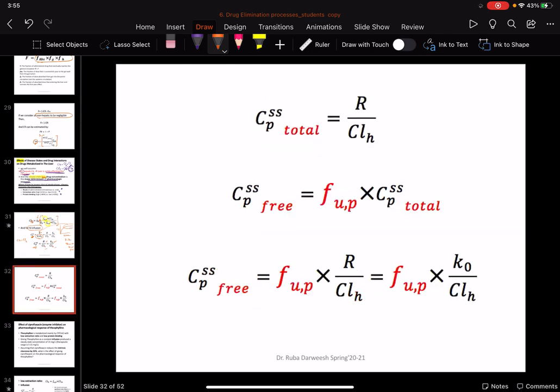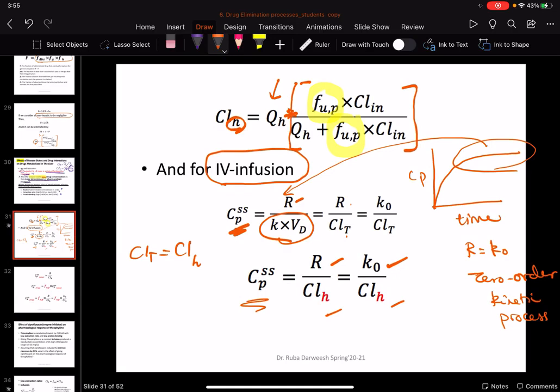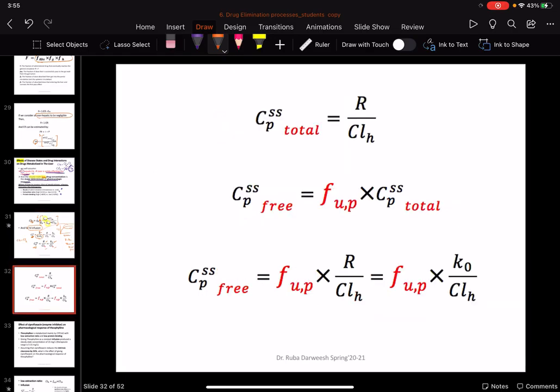Okay, this is the total concentration, whatever we are measuring. The total concentration is R over hepatic clearance. If we want the free or unbound steady state concentration, we need to multiply the total by the fraction unbound, or the free drug. So it would be the free fraction of the drug multiplied by the total concentration. In terms of R or K naught, it's the same because, as we mentioned, R equals K naught.